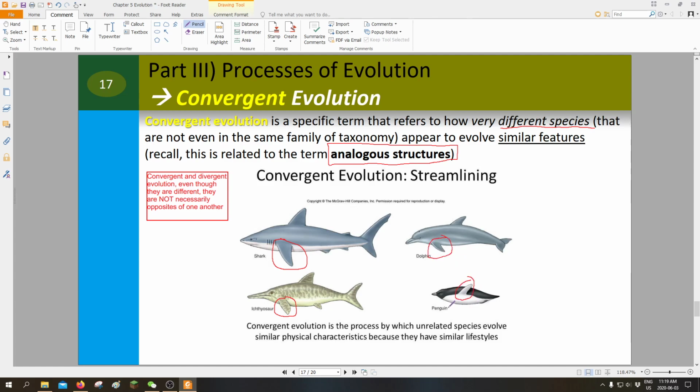So an example of analogous structures could be the fins and flippers of these very different species: sharks, which are fish, dolphins, which are mammals, and penguins, which are birds. All right. So it's, again, the process by which unrelated species evolve similar physical features because, why? They have similar lifestyles, and again, that would be because of natural selection.